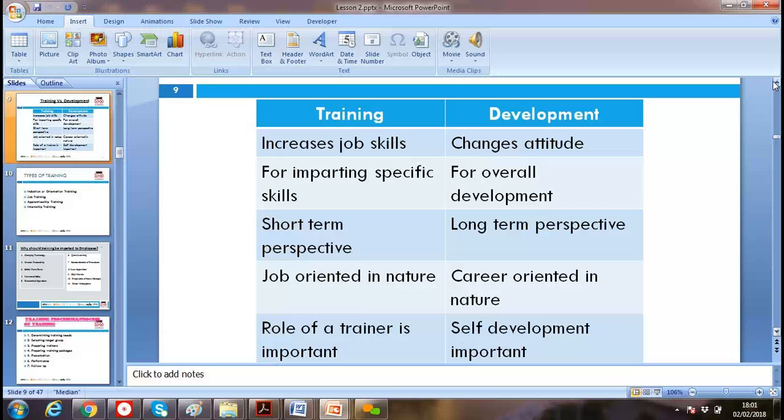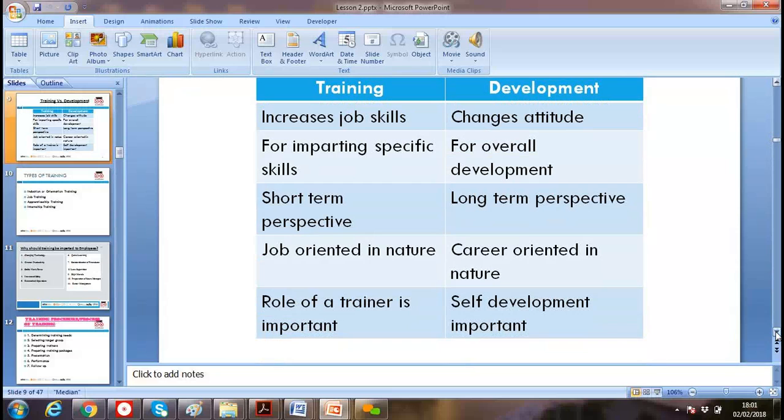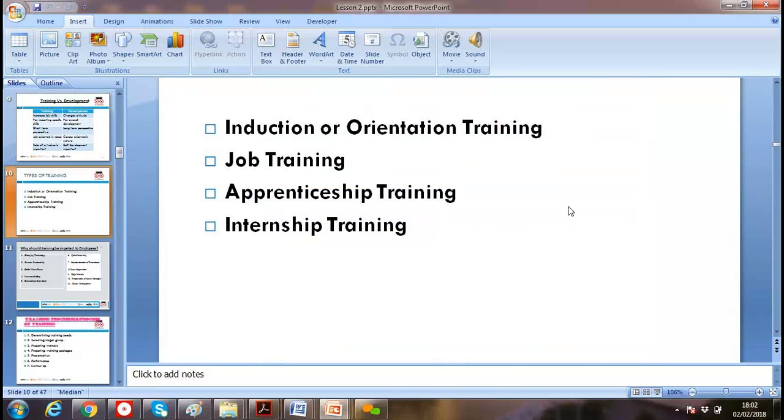Training is job oriented in nature, a job-related training. Development is career oriented, looking at where their career development could go. They can become managers within our organization. We don't need to recruit them because they're well aware of the culture of the organization. That's why we do it. Okay, the role of a trainer is important, and self-development is very important. Self-development, self-interest as well. Types include induction or orientation training, job training, apprenticeship training, and internship.